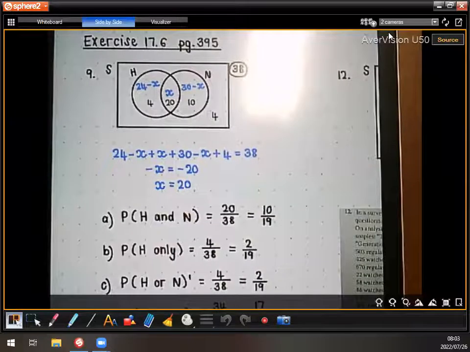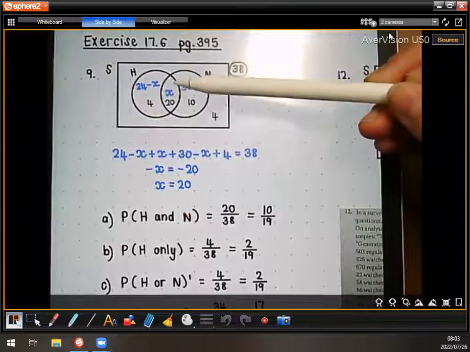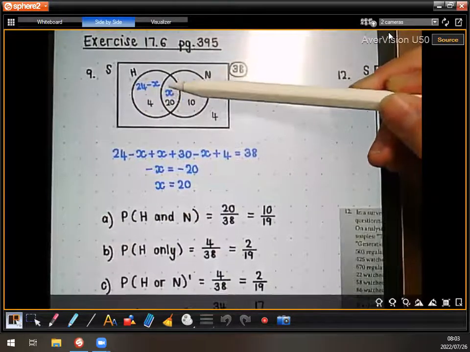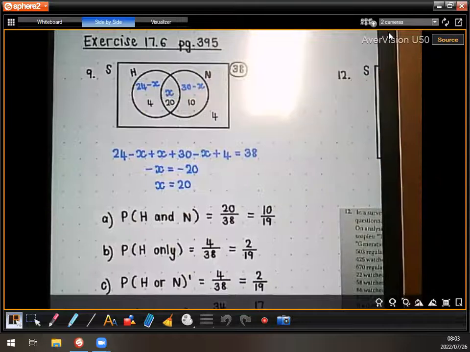So for number 9, they didn't tell you how many girls played both hockey and netball. And you have to always fill in the intersection part, the overlapping part, first before you can fill in the rest. That's why I suggested, remember I just did it on a piece of paper and put it on the camera, that you make the "and" part equal to x, right?